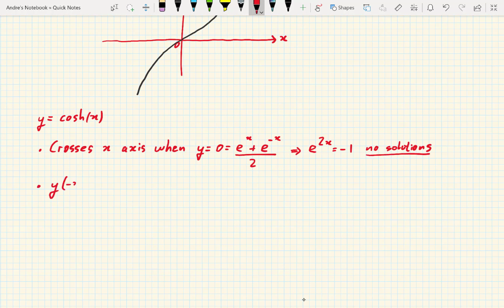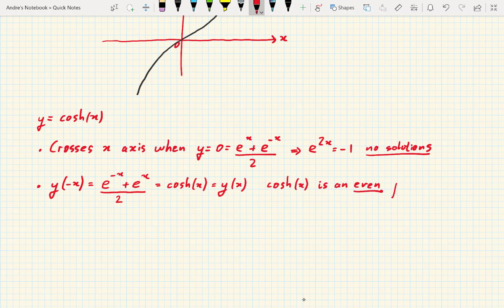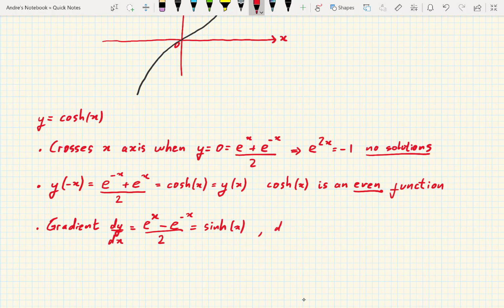Next, we note that y of minus x equals cosh of minus x equals (e to the minus x plus e to the x) on 2, which is cosh x. In other words, cosh is an even function. Now thinking about the gradient, dy/dx equals (e to the x minus e to the minus x) on 2, which is sinh x. As we've seen above, sinh x is only 0 at x equals 0, so the gradient is only 0 at x equals 0, and by calculation we can see that cosh of 0 is 1.